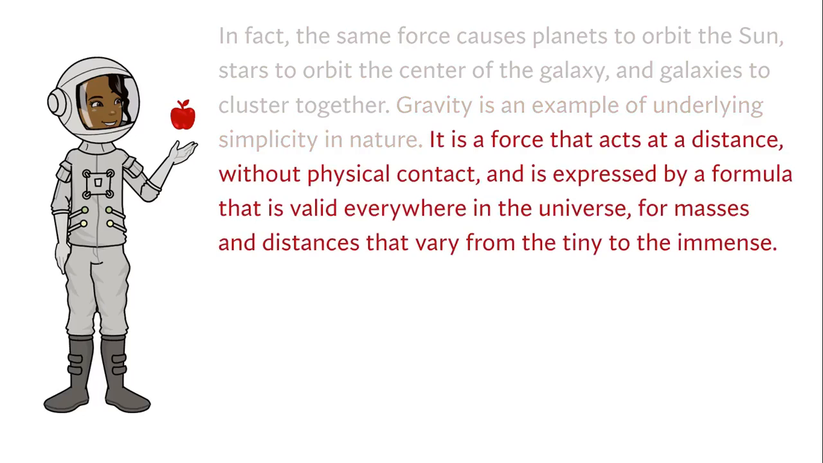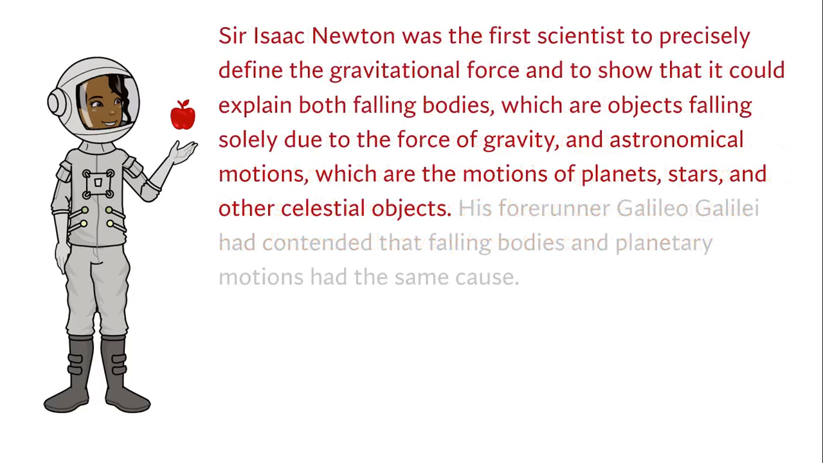It is a force that acts at a distance, without physical contact, and is expressed by a formula that is valid everywhere in the universe, for masses and distances that vary from the tiny to the immense. Sir Isaac Newton was the first scientist to precisely define the gravitational force and to show that it could explain both falling bodies, which are objects falling solely due to the force of gravity, and astronomical motions, which are the motions of planets, stars, and other celestial objects.